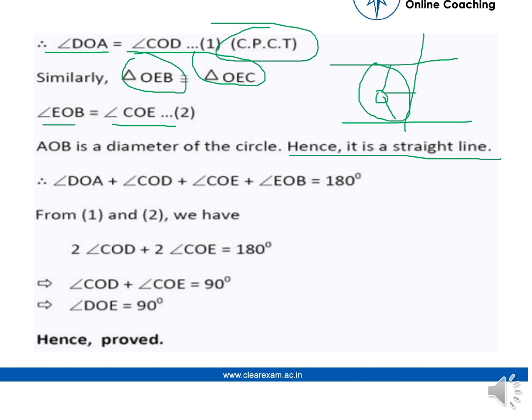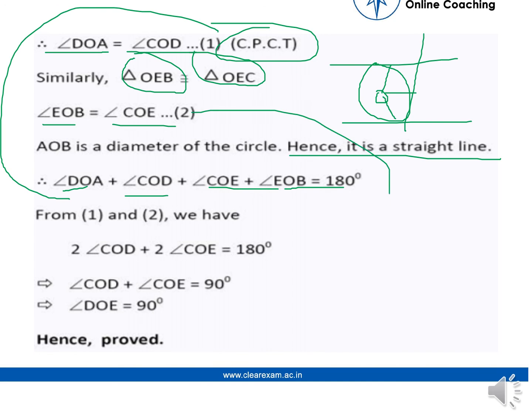So we can say that the sum of these four angles is equal to 180 degrees. From equation 1 and equation 2, we have the sum equal to 180 degrees. When we add these, 2 becomes common, so 2 times angle COD plus angle COE equals 180 degrees. Cutting 2 from 180 degrees gives 90 degrees, and angle COD plus COE becomes angle DOE, which is equal to 90 degrees, hence proved.